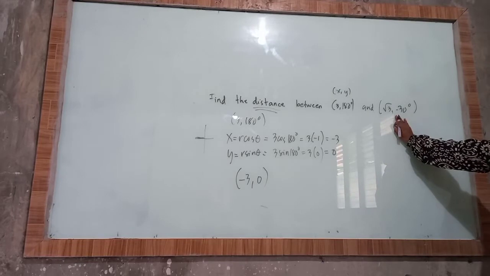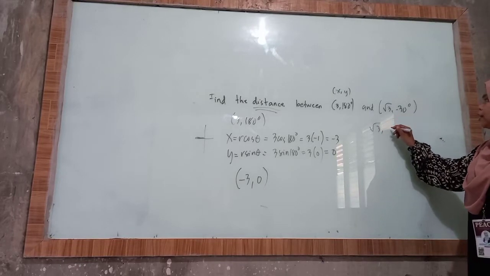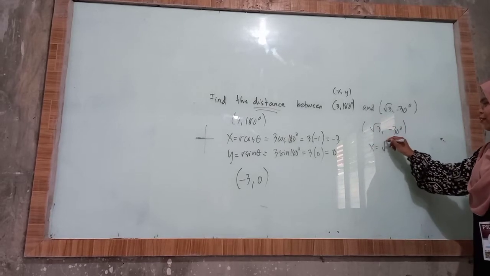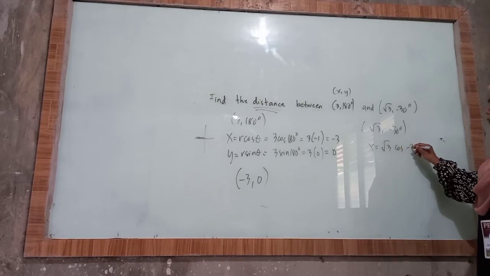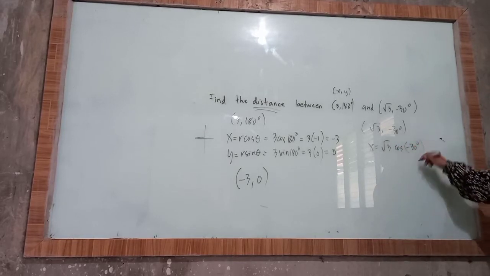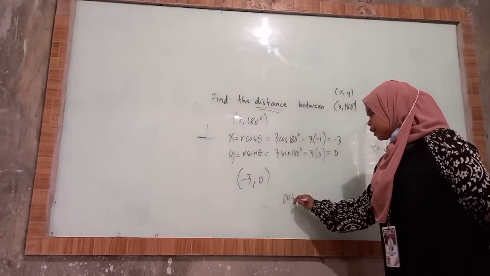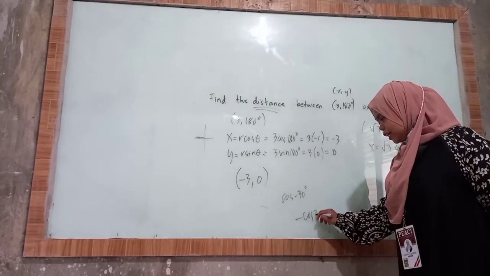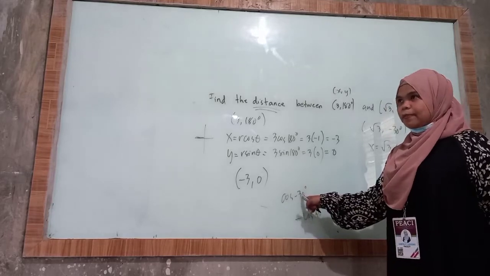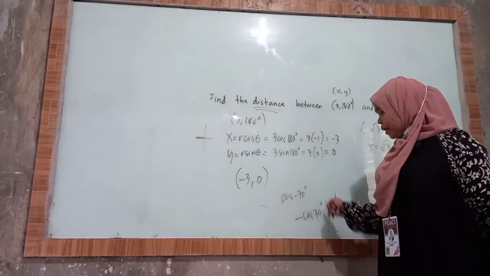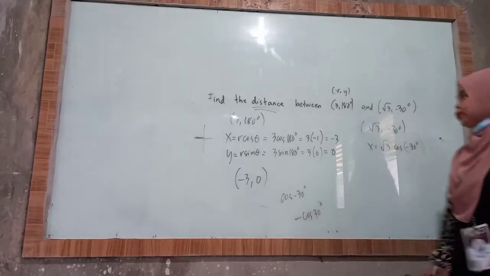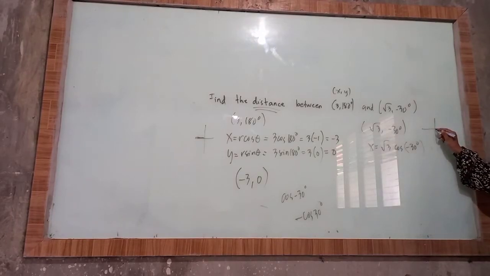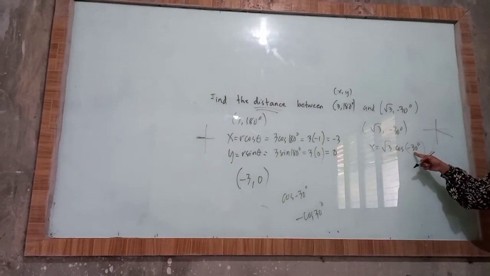So for the second point naman, square root of 3 and negative 30 degrees. So square root of 3 cosine negative 30 degrees. Always remember, class, that cosine negative 30 is not the same with the expression negative cosine 30. Kasi itong sa first, ang ibig sabihin negative yung angle. Pero dito, ang negative mismo na yung value. Okay? So, negative 30 degrees, anong quadrant ba yan? In the fourth quadrant. Kasi po, negative yung angle natin.